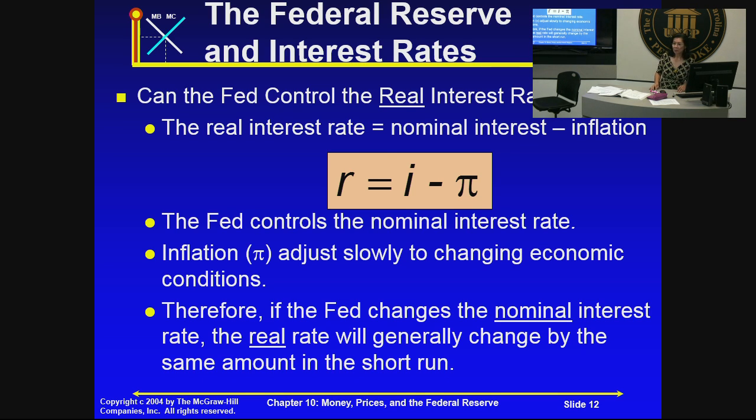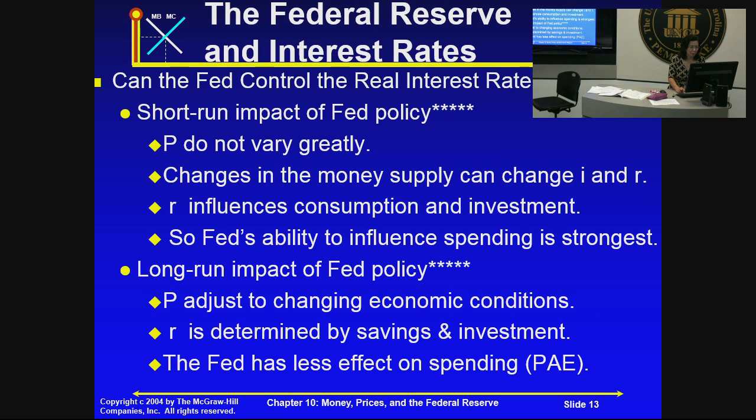But in the long run, you have to face the reality of inflation coming. Therefore, if the Fed changes the nominal interest rate, the real interest rate will change by the same amount in the short run, because we assume that pi is zero in the short run. Okay, this is getting to the heart of monetary policy now, so this is a time to start paying attention. Again, this is the short run impact of federal policy. How do they control the real interest rate? Through that equation, number one.